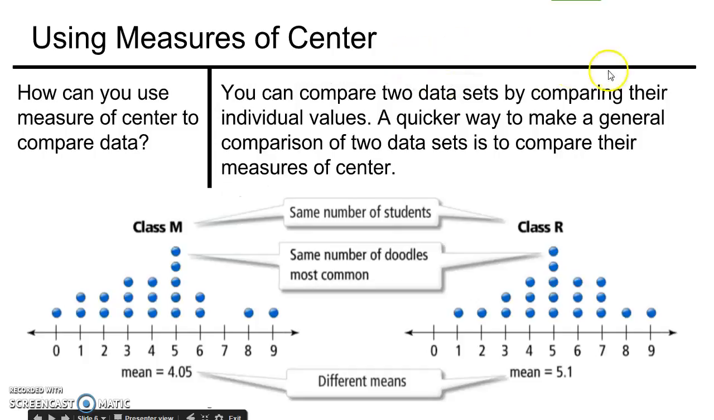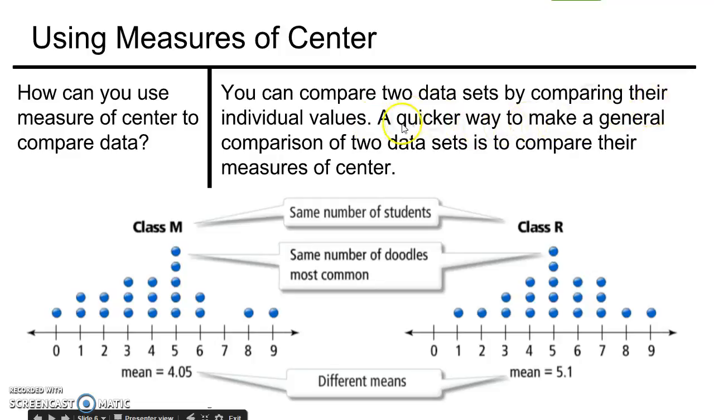All right, next thing to copy, hit pause and copy this down. You don't have to copy the little dot plots, but I do want you to copy this at the top. How can you use measures of center to compare data? Sometimes you'll just be given one data set, but sometimes we'll have 2 separate data sets that we have to compare, okay? So we might need to find their means or their medians to compare the 2 data sets. We can compare their individual values.